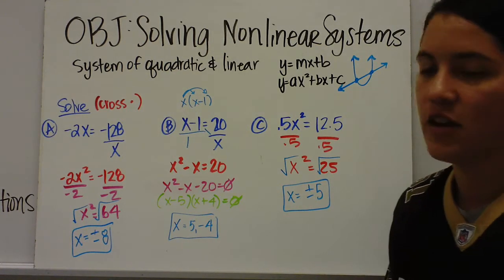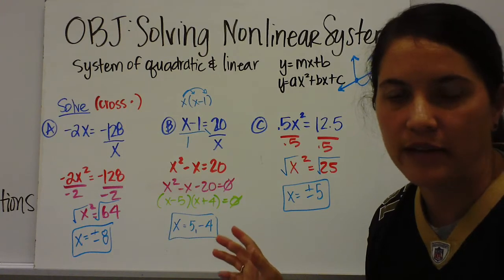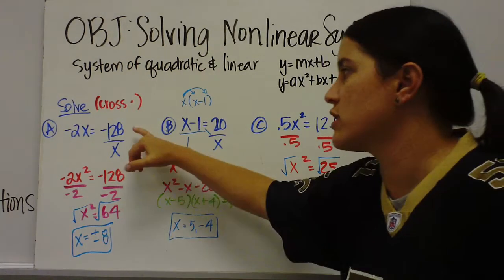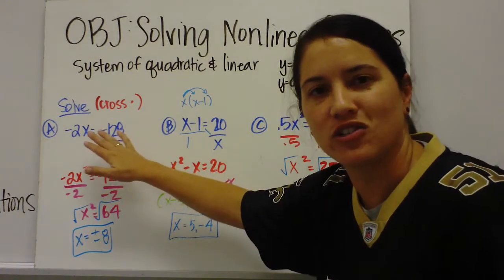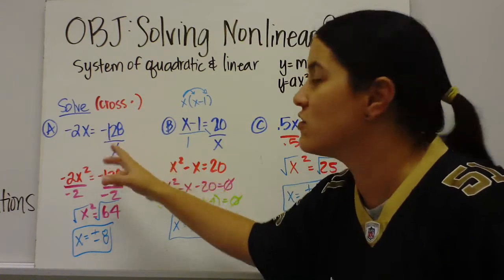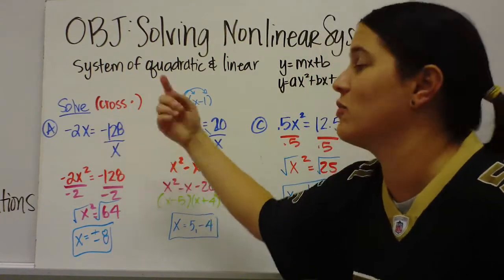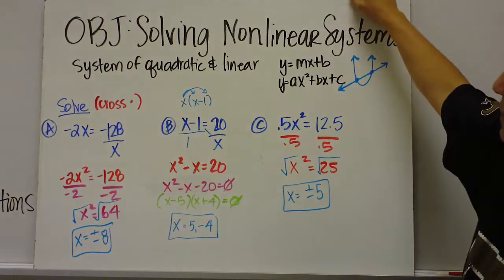Okay? So I know that was really quick, but essentially, it's a different way that a quadratic equation looks when you have variables on both sides. So once you cross multiply, you put them together, you end up having a quadratic equation.